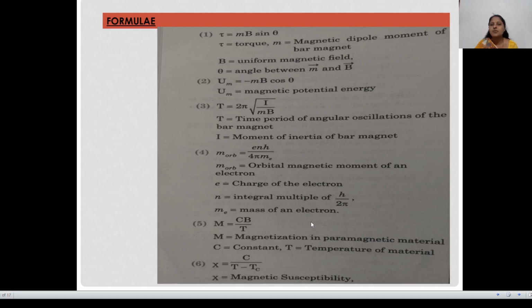Second formula, potential energy is equal to minus mB cos theta. Third formula, T is equal to 2 pi square root of I by mB. Fourth formula, m orbital is equal to eNh by 4 pi me. Fifth, M is equal to C B by T. Sixth formula, psi is equal to C by T minus Tc.